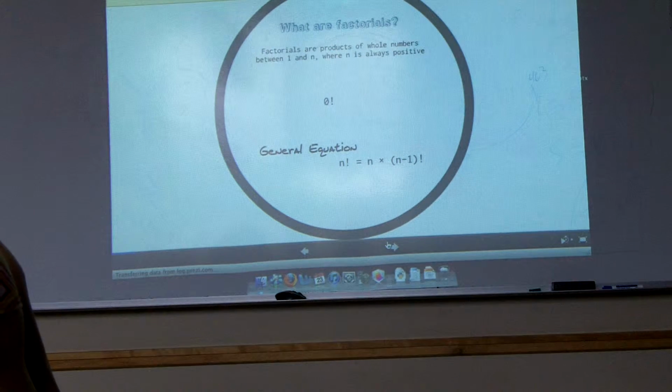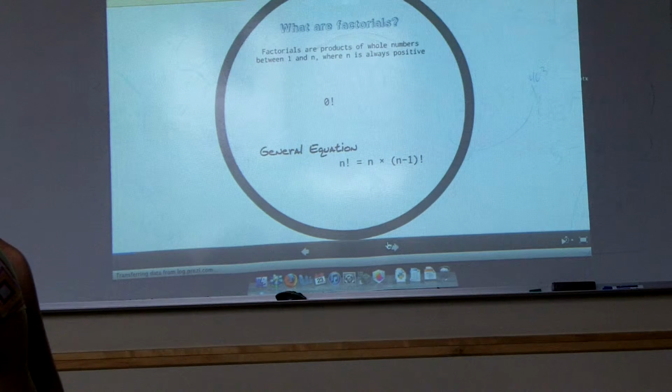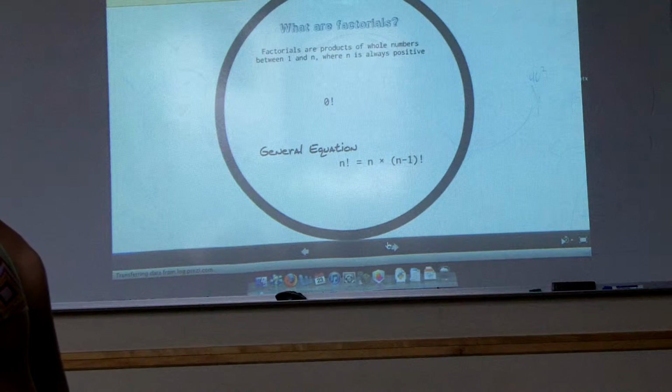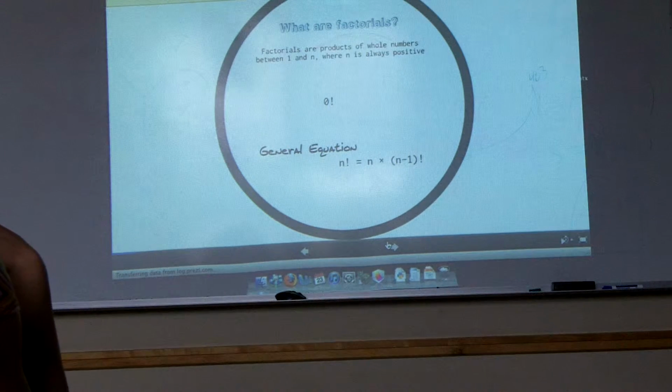About it briefly for one of our classes, but just to refresh your memories. Factorials are the products of whole numbers between 1 and n, where n is any number in the series, and where n is always positive. So the general equation for factorials is n factorial, represented by an exclamation point, equals n times n minus 1. And just to ask, does anyone know what 0 factorial is?